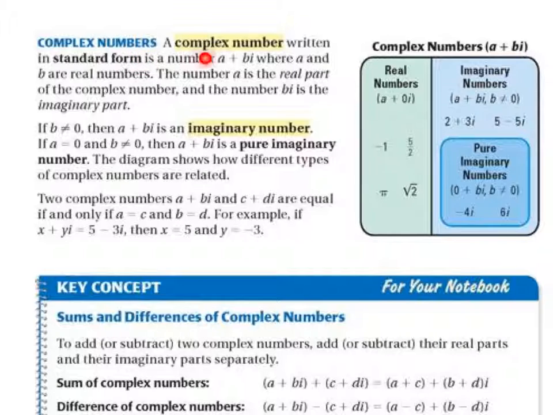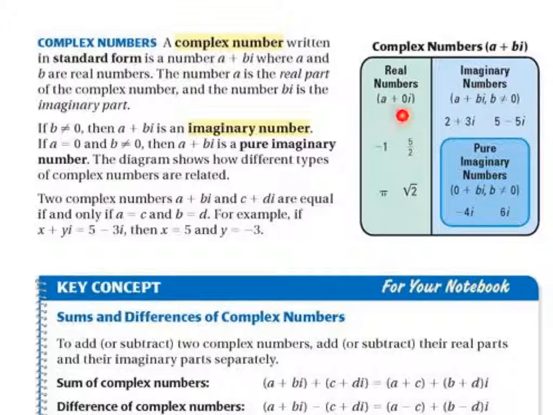Complex numbers. A complex number written in standard form is a number a plus bi, where a and b are real numbers. The number a is the real part of the complex number, and the number bi is the imaginary part. If b cannot equal 0, then a plus bi is an imaginary number. If a equals 0 and b cannot equal 0, then a plus bi is a pure imaginary number. The diagram shows how different types of complex numbers are related.